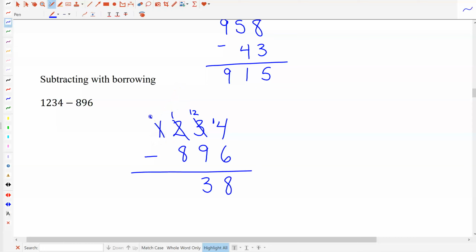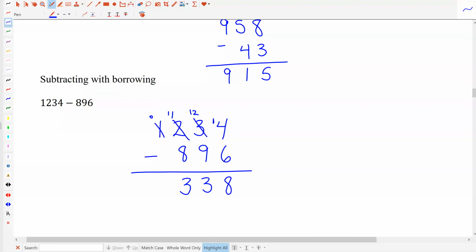This 1 becomes a 0, if I do the takeaway, and I'm going to hook 1 right there. But again, when I hook that 1 right there, that's the 11 that I was seeing. In any case, if I have 11 and I want to take away 8, I'm going to be left with 3. All right, so 1,234 minus 896 gives me 338.